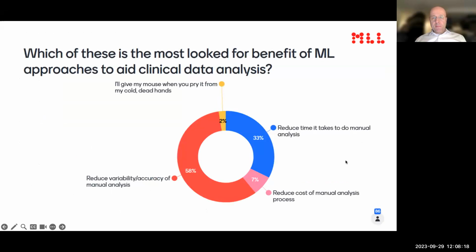This has been a question from a recent CITO workshop where we asked which of these is the most looked for benefit of machine learning approaches to aid clinical data analysis. And basically, I have to confess, I probably would have decided for more than one. Of course, one aspect is reduced variability and increased accuracy of manual analysis. Another one is to reduce the time it takes to do manual analysis, as we've just seen.